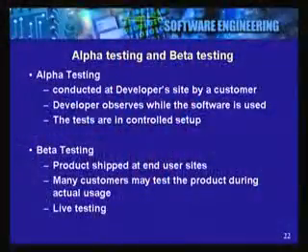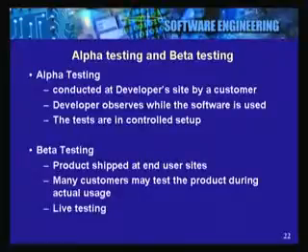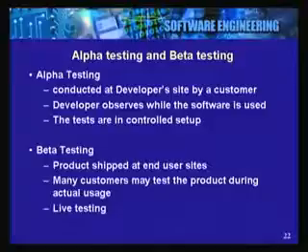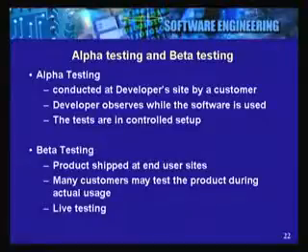Then we hear these two terms, alpha testing and beta testing, quite often with respect to testing scenarios. So what is alpha testing? It's typically conducted at developer side by a customer. Developer observes while the software is being used at developer side, and the tests are in controlled setup at the developer side. And beta testing occurs at user sides. The product is shipped at end user sites, and many customers may test the product during actual usages. So we have these two terms called alpha release and beta release associated with these two different phases in the product's life cycle. So one can say it's alpha tested or it's beta tested and so on. So beta testing is typically live testing at customer site on live data.